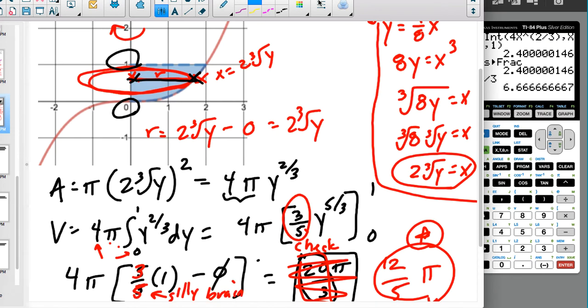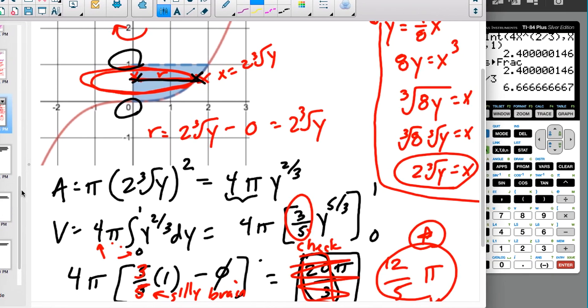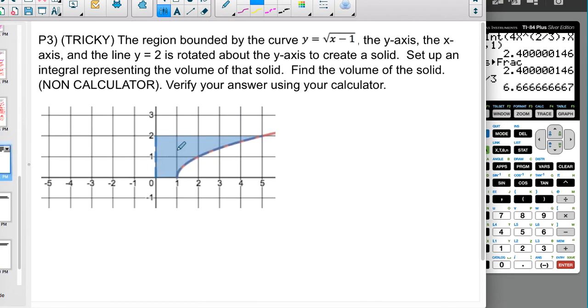All right, it happens. You're going to find that that kind of stuff is incredibly frustrating when it happens to you on an AP, because you will literally have things exactly right, and then you will flip a number, and it is so incredibly frustrating. So that should be a 3/5, not a 5/3. Sorry, my brain is tragic. So I get a 12/5 pi. All right, but hey, this is why we check on a calculator.